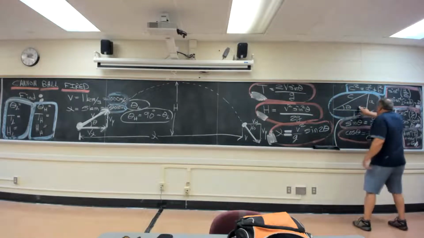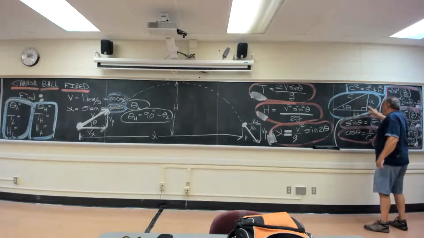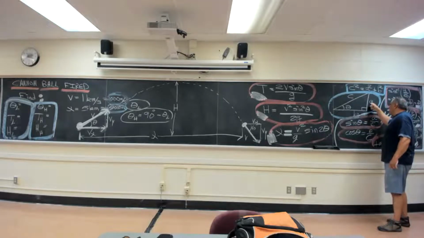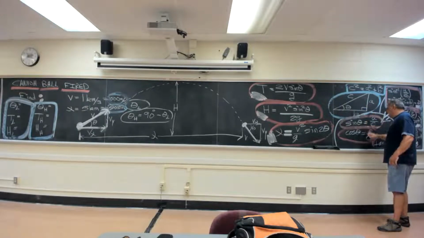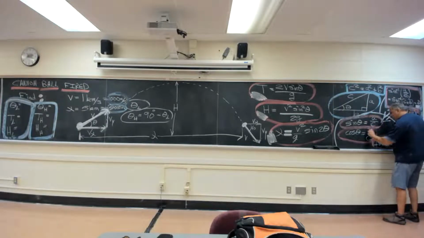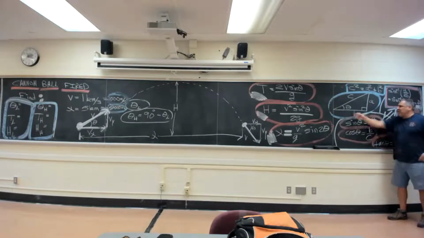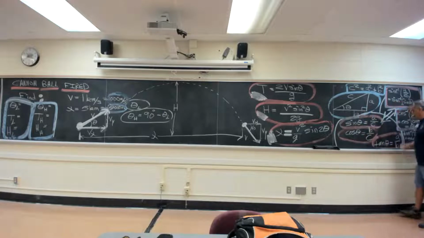If you've got a right triangle, and C is the hypotenuse, and A and B are legs, C squared equals A squared plus B squared. The sine of theta is the opposite over the hypotenuse, A over C. The cosine of theta is the adjacent over the hypotenuse, that's B over C. The tangent of theta is the rise over the run, the opposite over the adjacent. That's A over B.